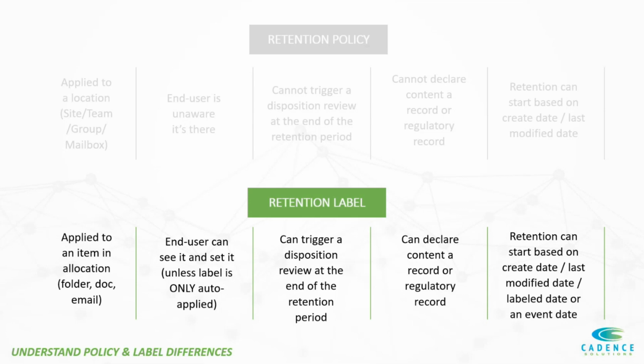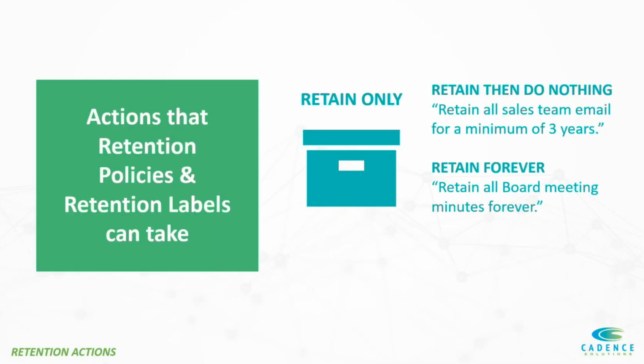So now we're going to go a little bit deeper and discuss the actions that retention labels can take. Our first one is retain only. This is when the retention label is configured in a way that says when this label is applied, retain all items for a minimum of 3 years or retain forever. So that's the first type.